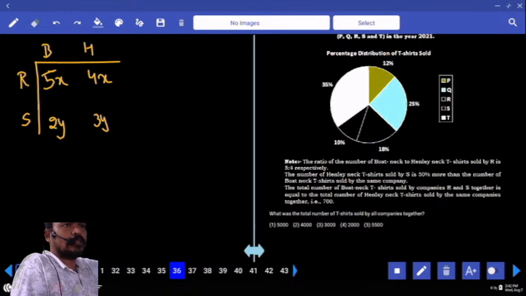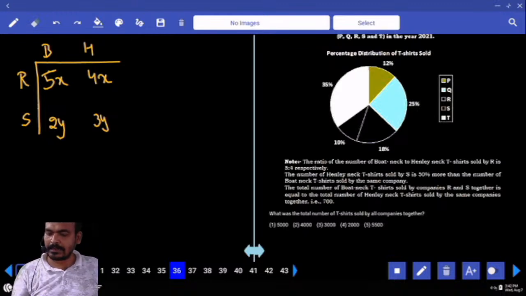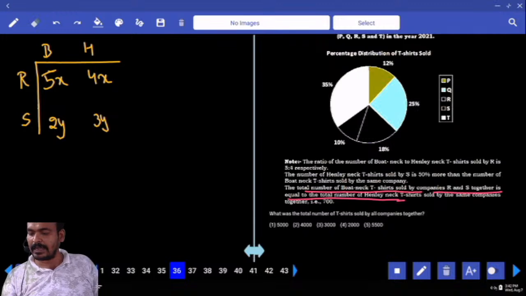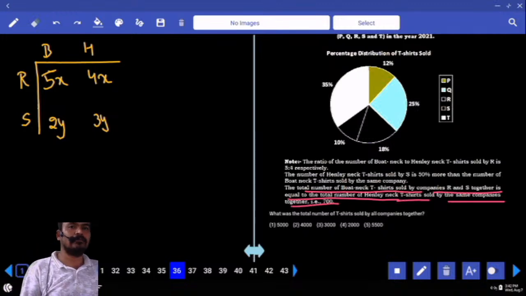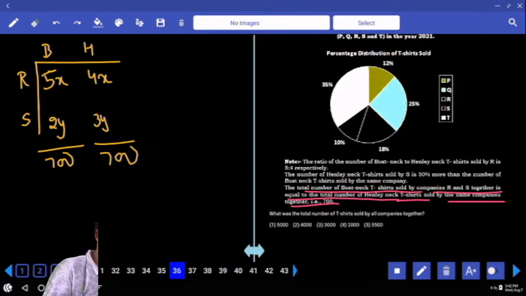50% more means one is 100%, another one 150%. 100% means 2y, then 150% means 3y. Next, what is the next line? The total number of boat neck t-shirts sold by companies R and S together is equal to the total number of V-neck t-shirts sold by the same companies together, which is 700. Meaning 5x plus 2y equal to 700, and 4x plus 3y also 700.